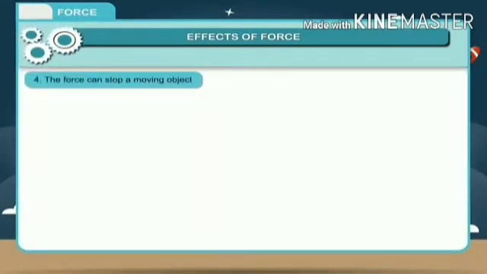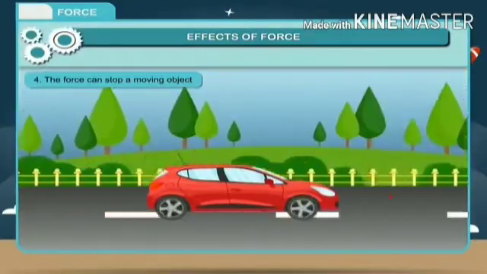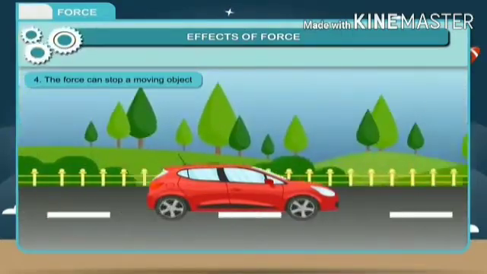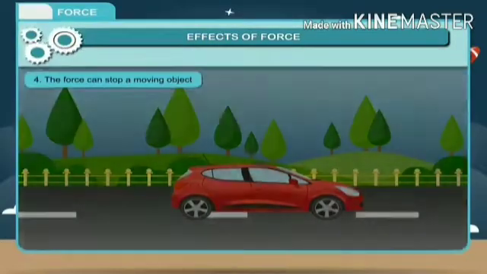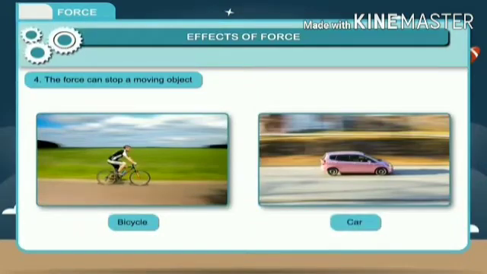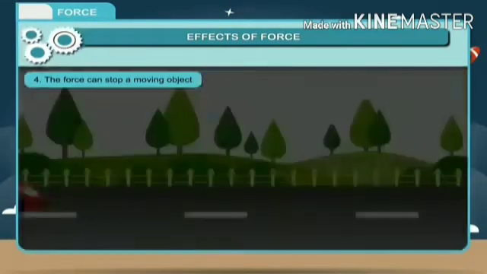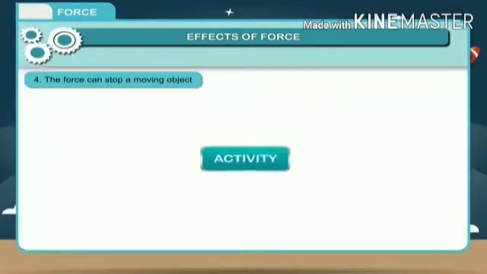4. The force can stop a moving object. If force is applied in a direction opposite to the motion of an object, its speed will decrease and after some time, the body will stop. For example, a moving bicycle or car can be stopped by brakes. The brakes will apply a force in the opposite direction of the motion.